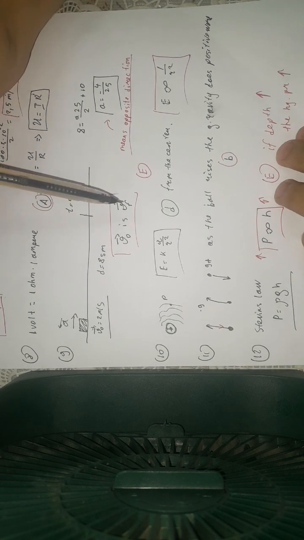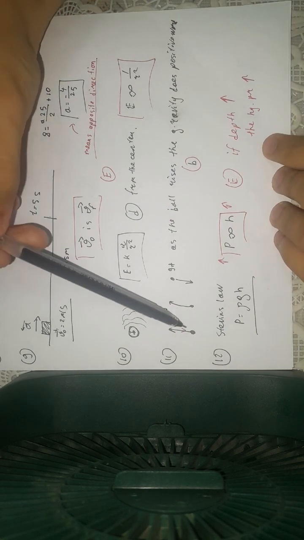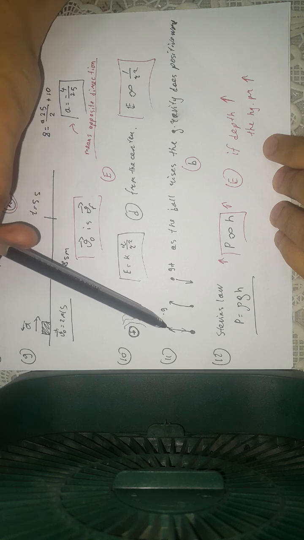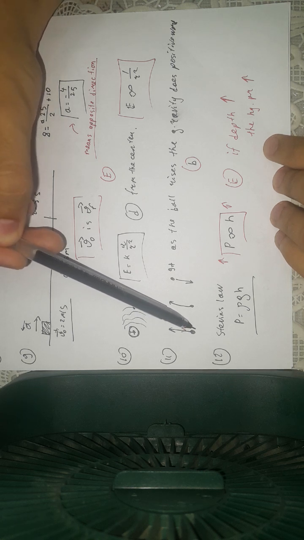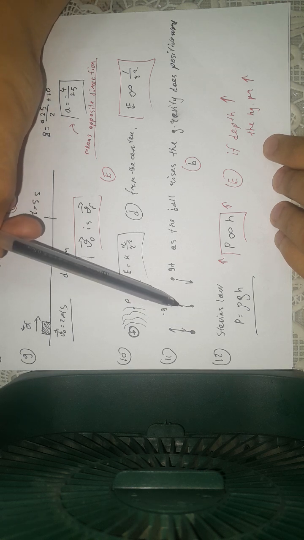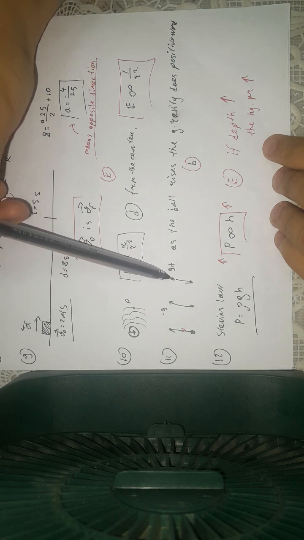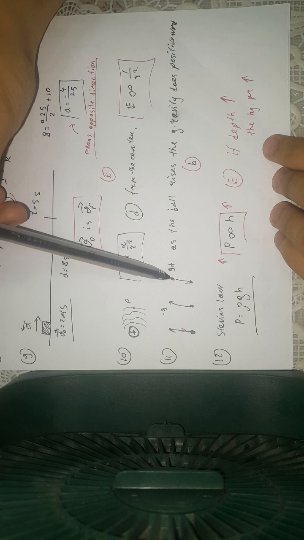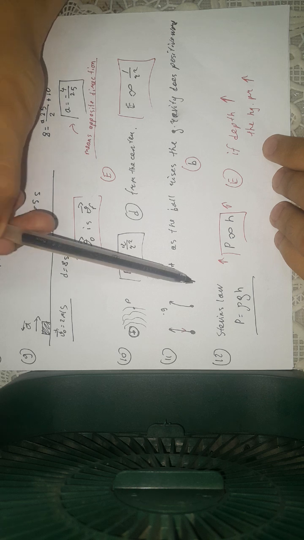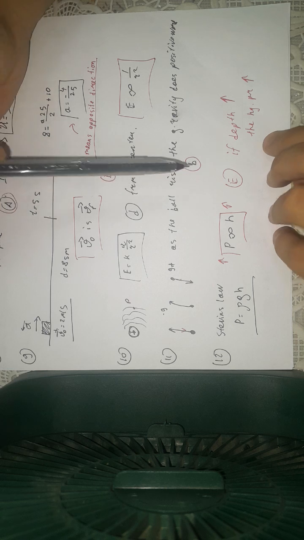The 11th question says that we have a ball and we throw it and it falls down. So if we throw it up, the gravitational force does negative work, and when it falls, the gravitational force does positive work. The correct answer is B.